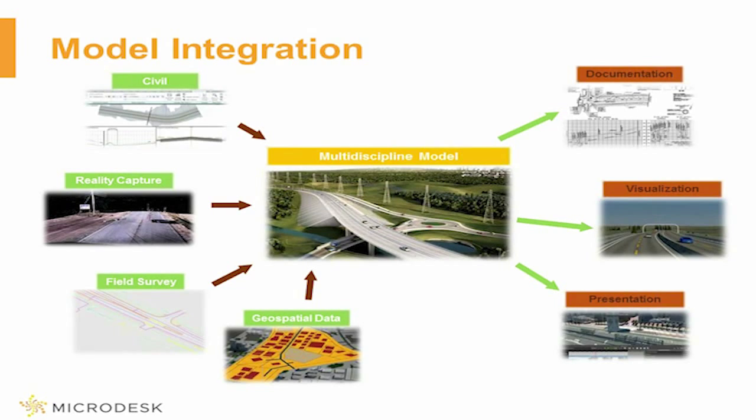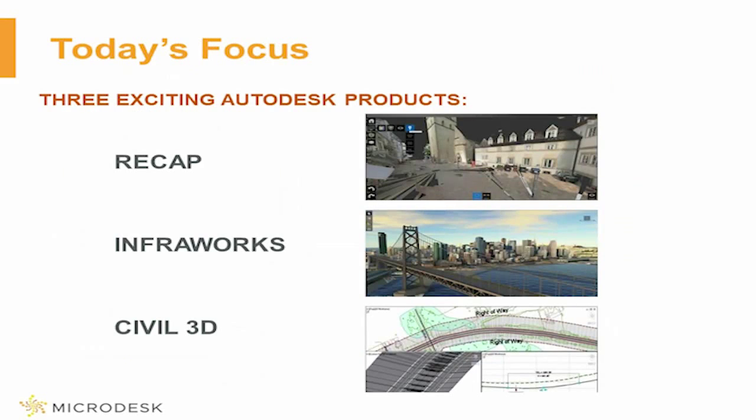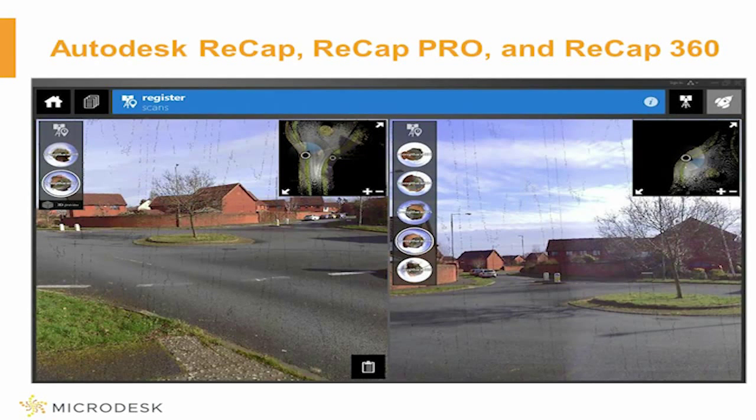So we're really talking about integrating all these different types of software and how we can utilize them to do so. We're going to be focusing on 3 products today. The first is going to be Autodesk Recap. The second is going to be Autodesk InfraWorks. And the third is going to be Autodesk AutoCAD Civil 3D.